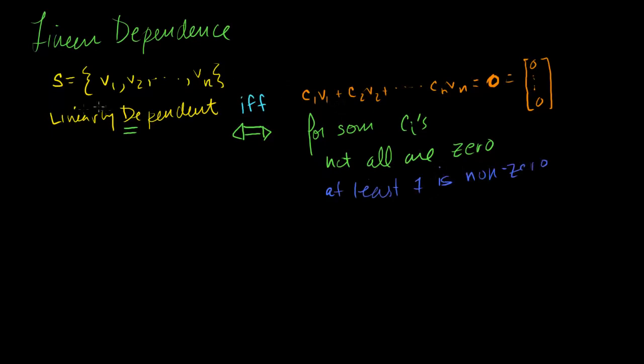So how does this gel with what we were talking about in the previous video, where I said, look, a set is linearly dependent if one of the vectors can be represented by a combination of the other vectors? Let me write that down. In the last video I said, look, one vector being represented by the sum of the other vectors.